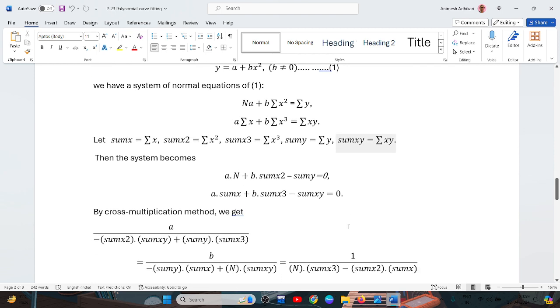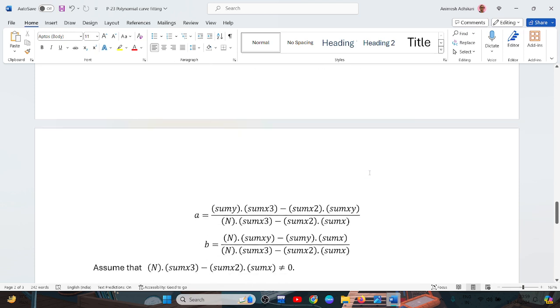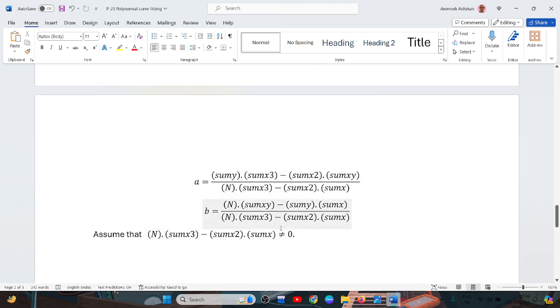By the cross multiplication method, we get a equal to this coefficient into this minus this into this, b equal to this into this minus this into this, and the constant 1 by this into this minus this into this. So a equals this and b equals this. Assume here the denominator is not equal to 0.